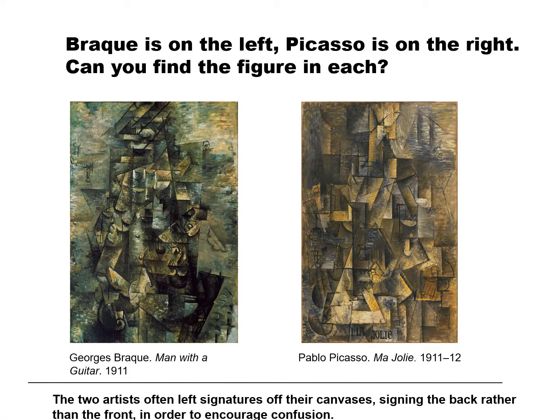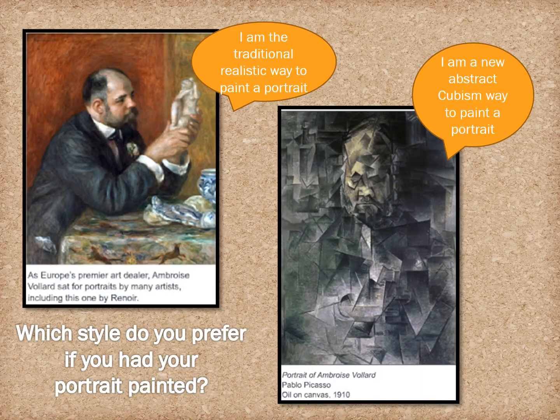Braque is on the left, Picasso is on the right. Can you find the figure within each painting? Which style do you prefer? If you had your portrait painted, which one would you like?